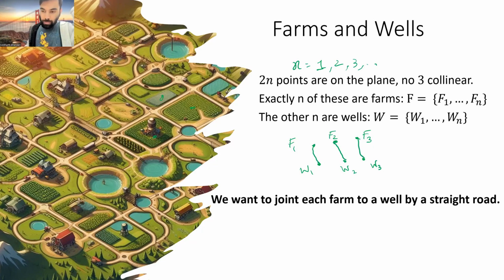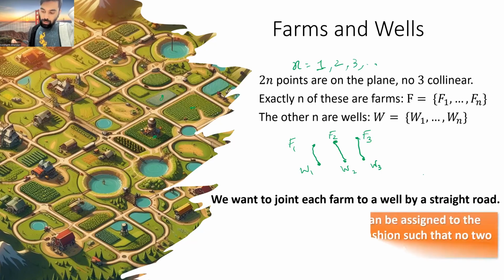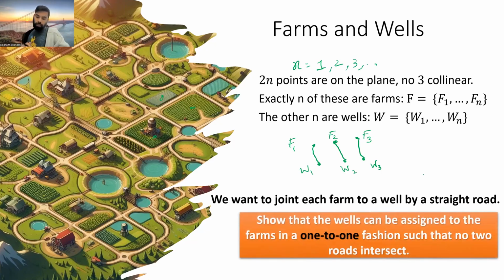We want to join them by a straight road, and we want to actually show that this is always possible. No matter how you place the farms and how you place the wells, you can join them by a straight road, one farm to exactly one well. The important point is that no 2 roads should intersect.